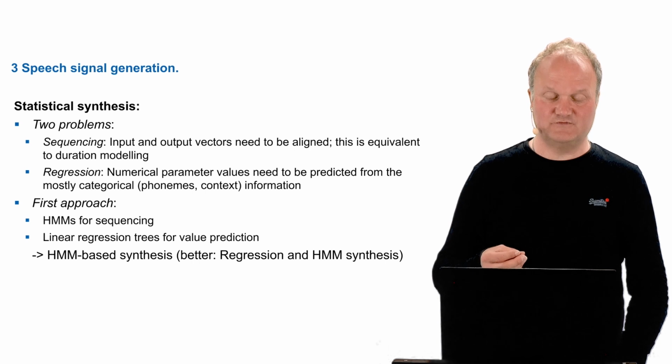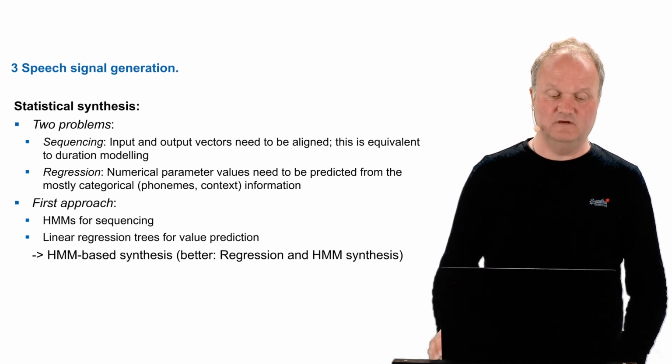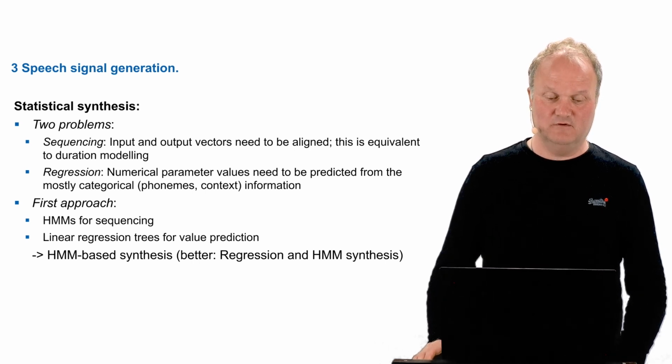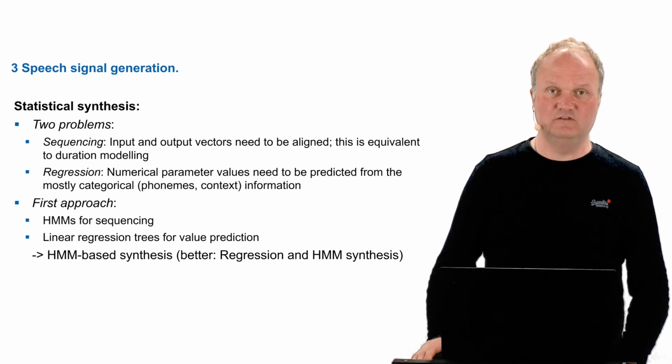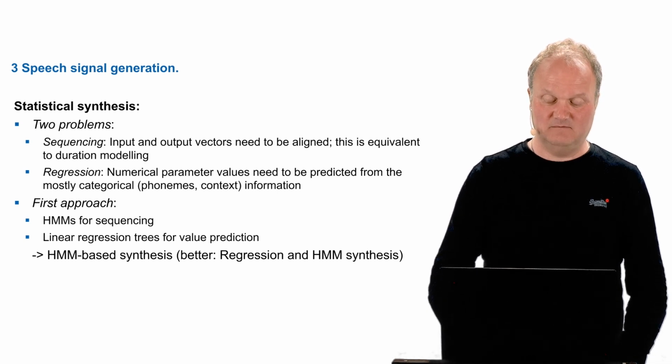A first approach for resolving these two problems is to use a hidden Markov model for the sequencing part and a linear regression tree for the value prediction part. This combined approach is usually termed hidden Markov model-based synthesis or HMM-based synthesis. Also, a better term would be regression and HMM synthesis.